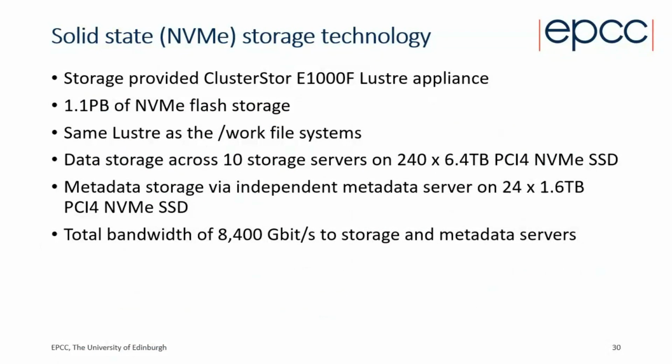It's broadly speaking the same technology as the work file systems you're used to working with. It's a bit smaller, it's 1.1 petabytes instead of approximately 3 petabytes as each of the other work file systems are. It's all NVMe, so the data is stored across 10 servers on a total of 240 6.4 terabyte disks, and the metadata is stored on 24 1.6 terabyte disks. There's a lot of bandwidth here. You've got a total of 8,400 gigabits per second to this file system, including the metadata. You can really push to this thing.